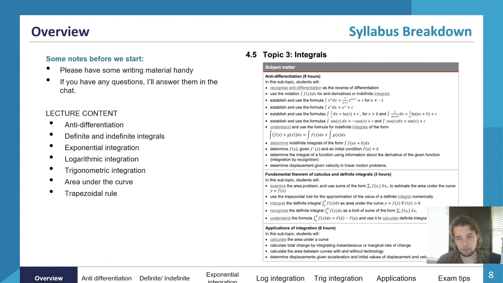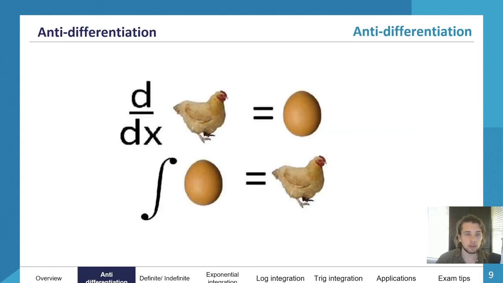Based on all that, we're going to get a general understanding of what integration is, how we relate it to differentiation, and how we actually get useful, applicable skills out of it. We're also going to look at the trapezoidal rule. Okay, so let's move on.